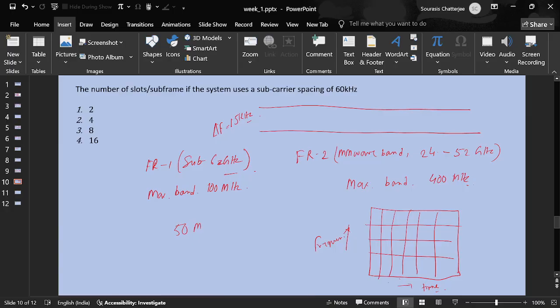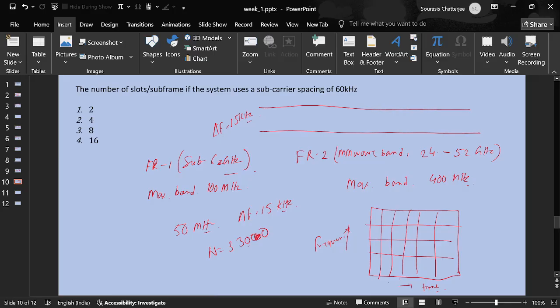Let's say you have 50 megahertz bandwidth and a subcarrier spacing of 15 kilohertz, then roughly what is the number of subcarriers you usually have? 3300. Yeah, so it's 50 divided by 15 times 10 to the power minus 3, so that's essentially 3300. Actually there is a guard band of 0.5 or 1 megahertz, so essentially it reduces a bit.